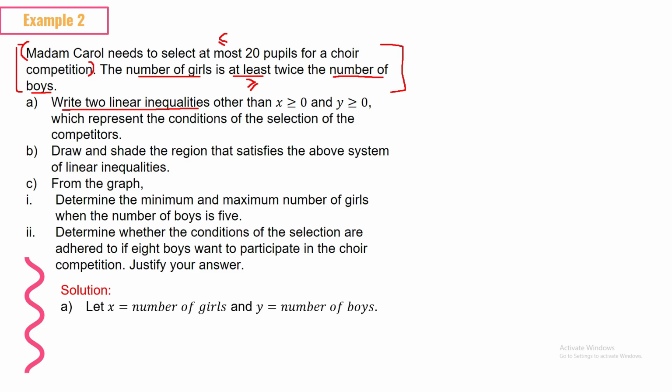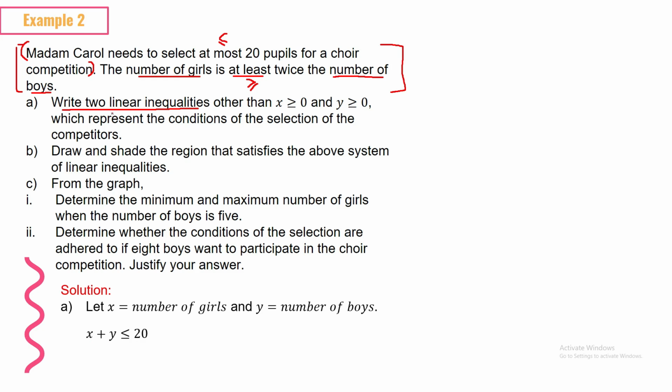Okay, and then the first statement said select at most 20 pupils. At most. So it means maximum 20. Paling banyak 20. Dia tak boleh lebih 20. That is what is meant by at most 20. So the linear inequality is x plus y lower than or equal to 20. Okay, this is the first linear inequality.